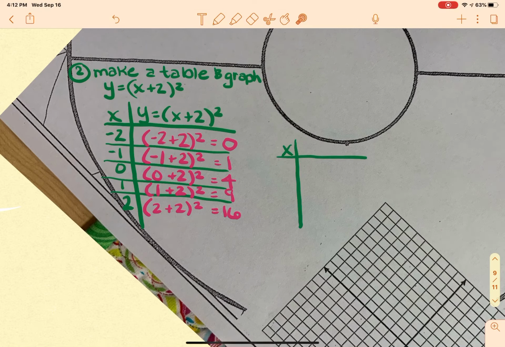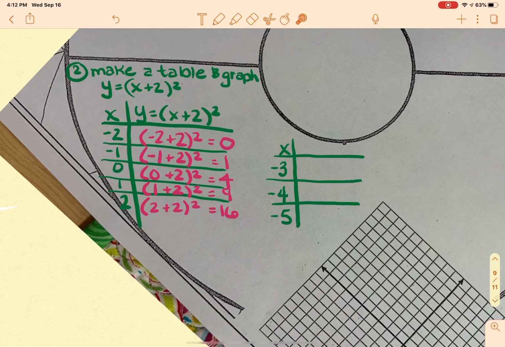So if I went to the next ones at this end, then it'd be negative 3, negative 4, and negative 5. Sorry, apparently I'm making the worst lines ever. And I'm going to put this equation on top here. And now I'm going to go through and plug these numbers in here one at a time. Negative 3 plus 2 squared. Negative 4 plus 2 squared. And negative 5 plus 2 squared. I'm hoping I start to see some repeating numbers when I do this.